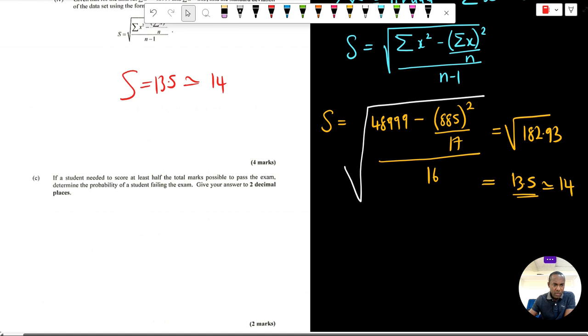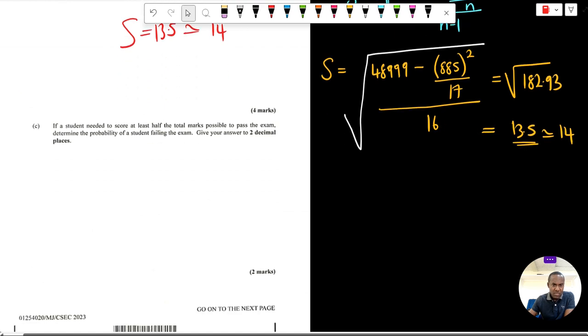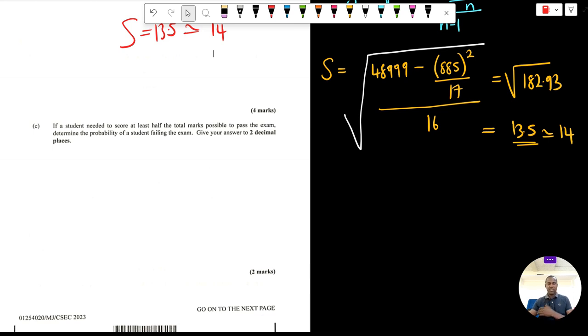Part C. If a student needed to score at least half the total marks possible to pass the exam, determine the probability of a student failing the exam. Let me read this part of the question again. If a student needed to score at least half the total marks possible to pass the exam, determine the probability rather of a student failing the exam.